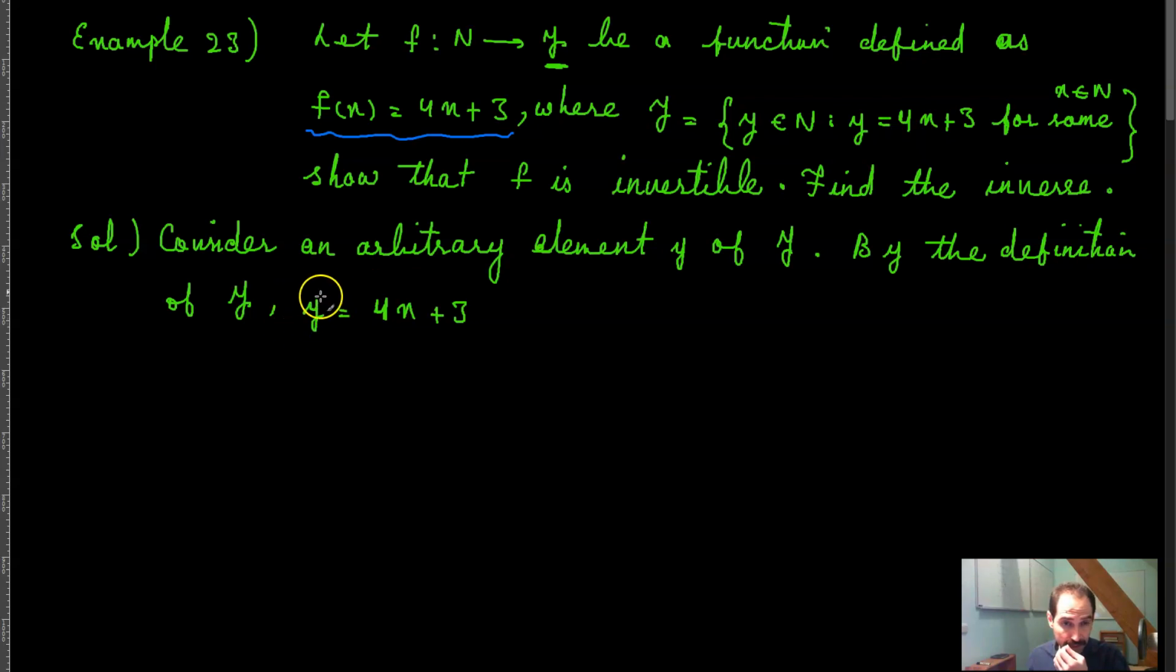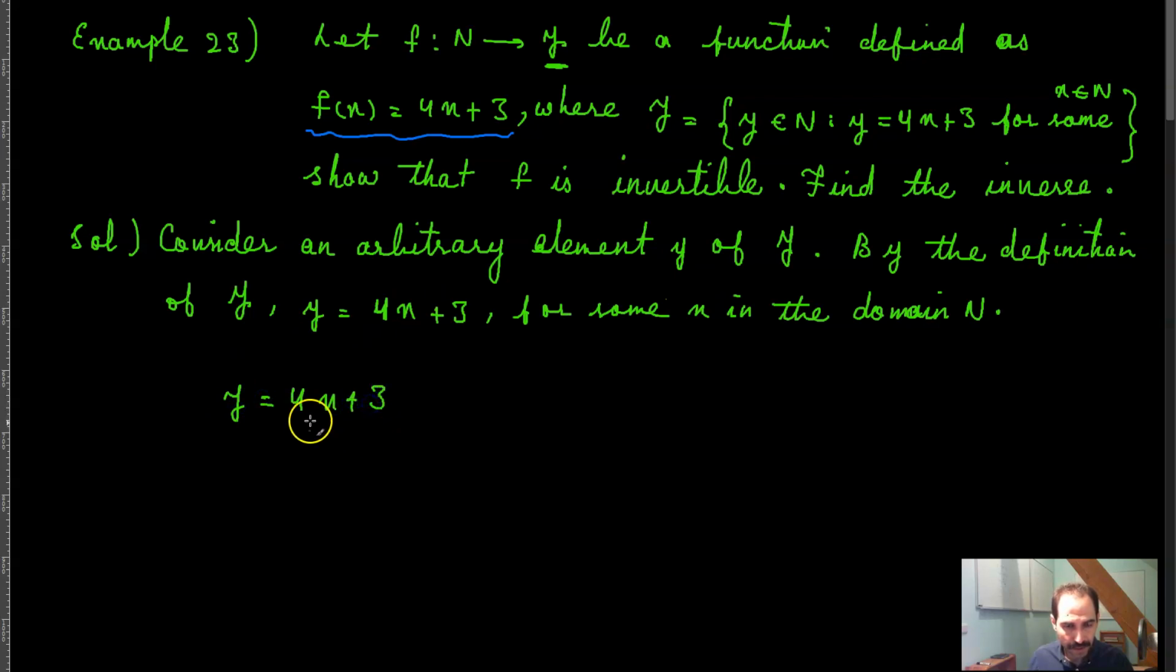That means that this y represents any arbitrary element of the set y. And of course, your goal is to get back from any element of y to the set n, basically, right? Now, for some x in the domain n, since we are saying that y is equal to 4x plus 3, that means that basically 4x is equal to y minus 3, which means that x is equal to y minus 3 divided by 4.